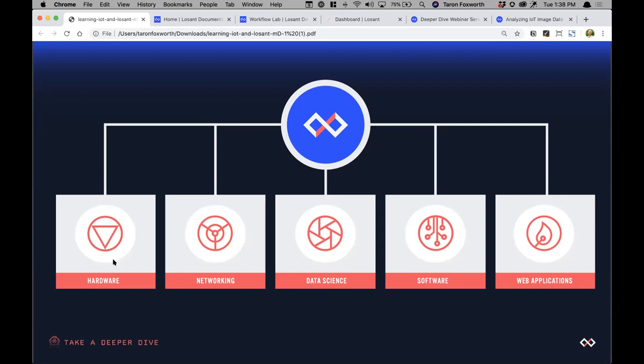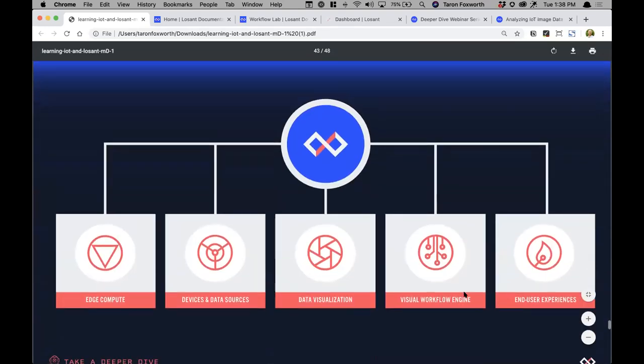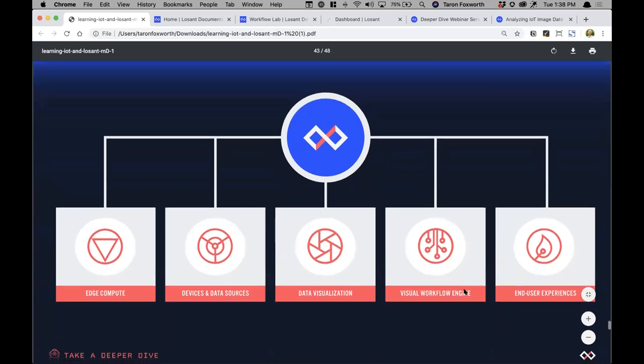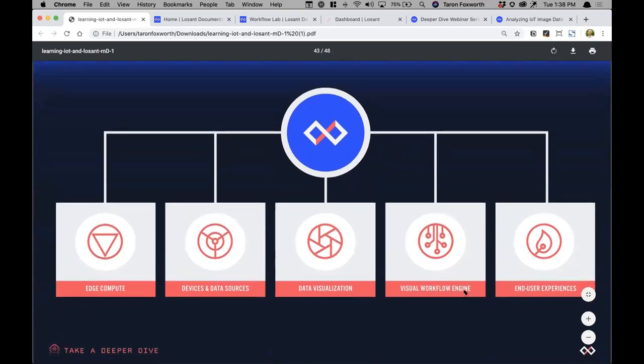So for edge, you've got hardware, for devices and data sources, I can make the case for networking. Dashboarding and notebooks in Losant are data science tools. Software, that's our workflow engine. And web application layers are experiences. When we talk about that stack and augmenting it with people, technology, and ecosystem, I think that's the real value of where Losant fits in that picture, because our components are key pieces of that stack.